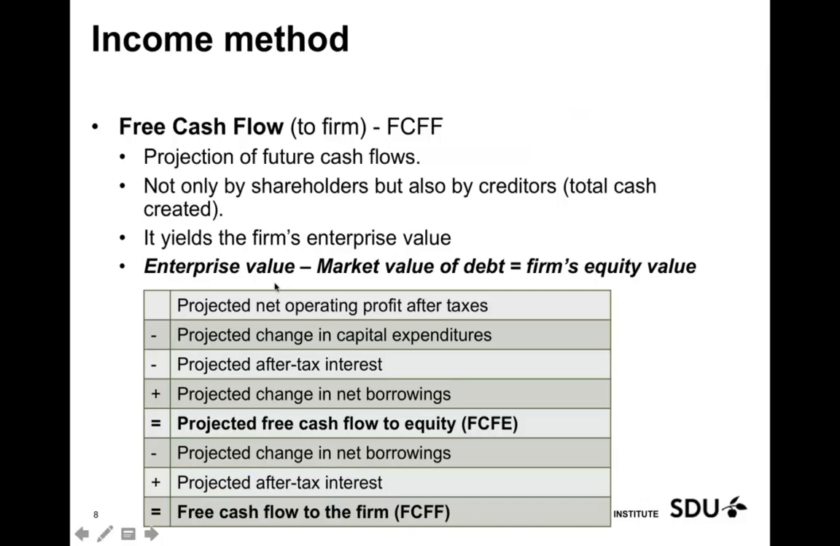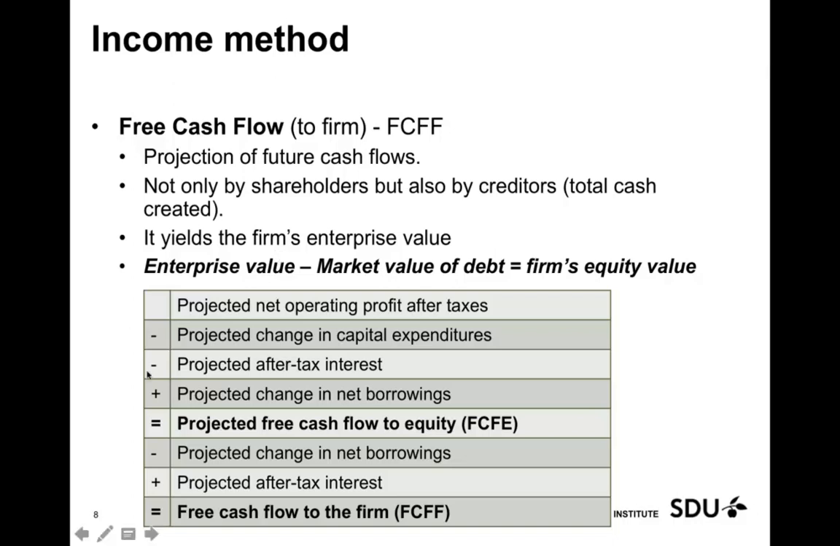The other option we have, we can use the free cash flow to firm. This is more general. What we have here is the projection of the future cash flows, but in this case, the total is giving us the firm enterprise value. How do those things connect? Enterprise value minus market value of debt is the firm's equity value.